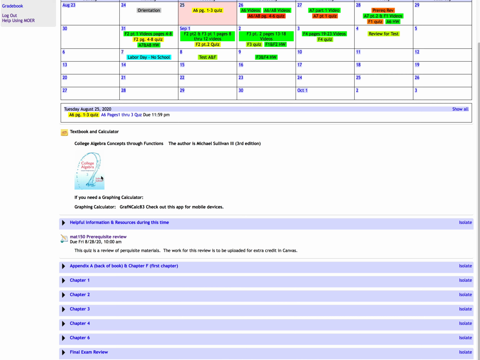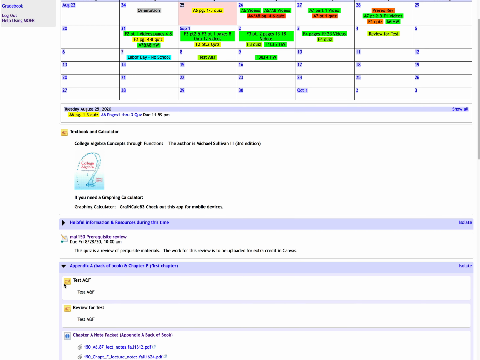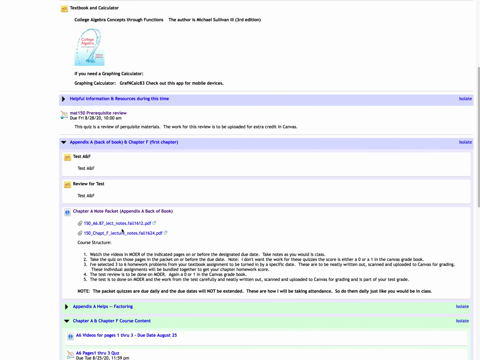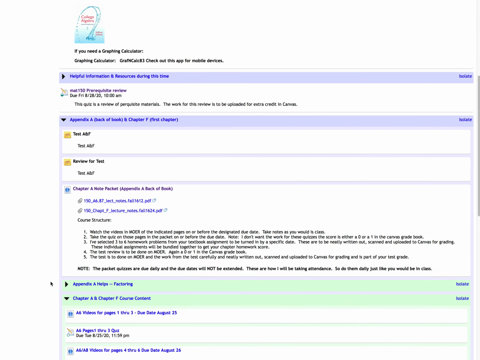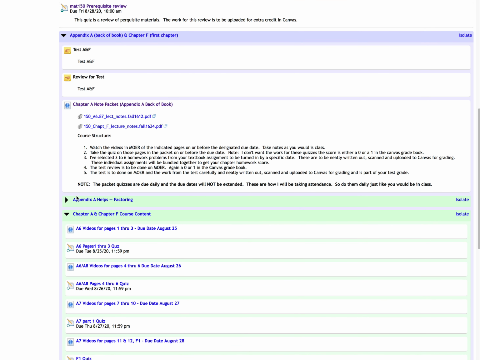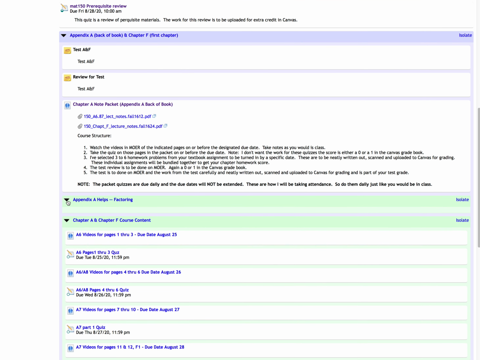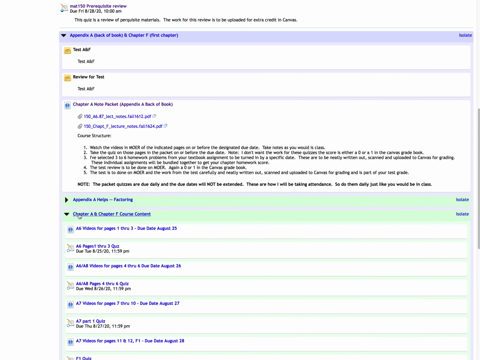And so here's the book again. Here is the app that you might be looking for if you're looking for a graphing calculator app. Under Appendix A, there's my lecture notes for A and F. And here's some helps with factoring. I guess there are no helps with factoring.